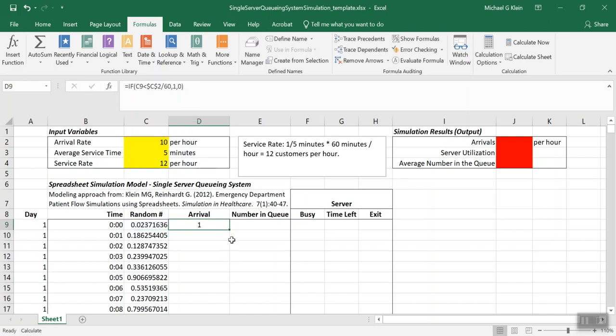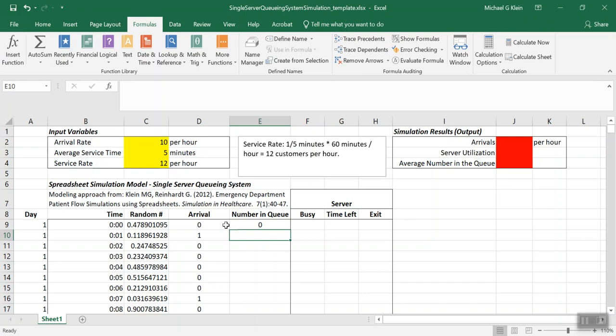And that formula we can copy down as well. And if we recalculate, sometimes we will have an arrival and sometimes we will not. Okay, the number in Q formula is a more challenging formula. However, for time 0, if we're starting with an empty system, it is simply 0 at the beginning.